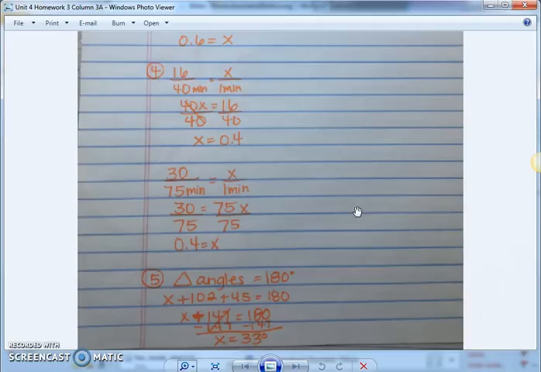Okay, number 5. Find the missing angle measurement. It's a triangle. All the angles of a triangle have to add up to 180. So we wrote an equation here, x plus 102 plus 45, because these two angle measurements were given, equal to 180. I combined my like terms here, x plus 147 equals 180. Then I subtracted from both sides, so the missing angle is 33 degrees.